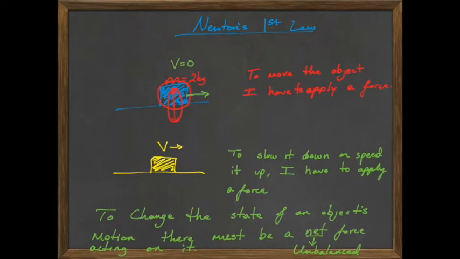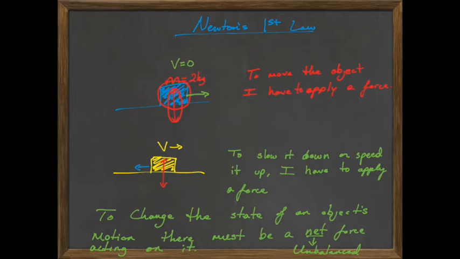Same thing in the yellow. Now it's already moving. That doesn't change the fact that it's touching the surface, so it has a normal force. It also has gravity. Maybe there's friction, maybe there's not. Let's just say there isn't for right now. How do I change the way this is moving? I have to apply a force that goes unbalanced to this object. And by applying this unbalanced force, I will change how it moves. That is Newton's first law.